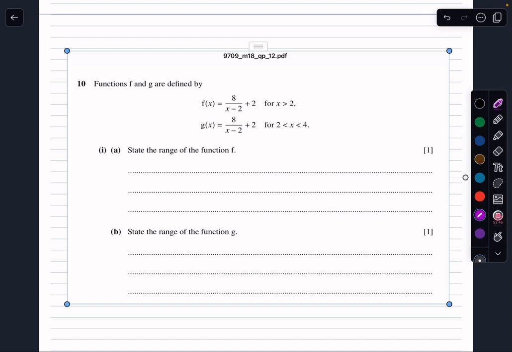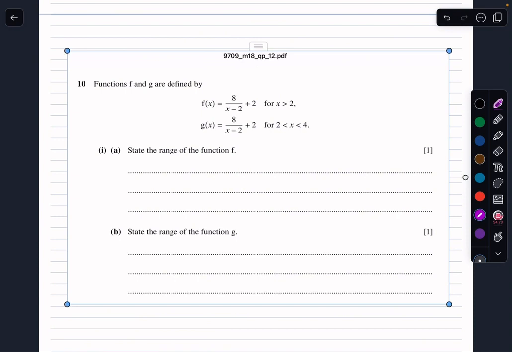So the next question with the same concept that we have done for the validity of the composite function is from year 2018. It's summer paper, variant 2 and paper 1, and this is question number 10. Here functions f and g are defined by f(x) = 8/(x − 2) + 2 for x greater than 2, and the function g(x) = 8/(x − 2) + 2, and the domain is 2 less than x less than 4.